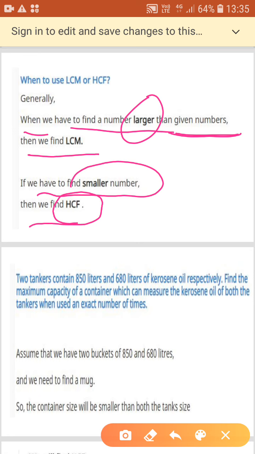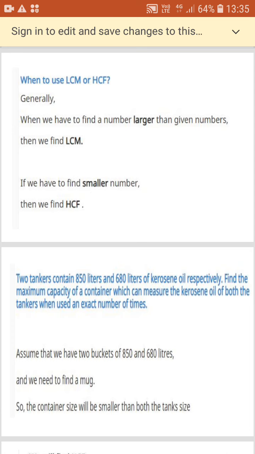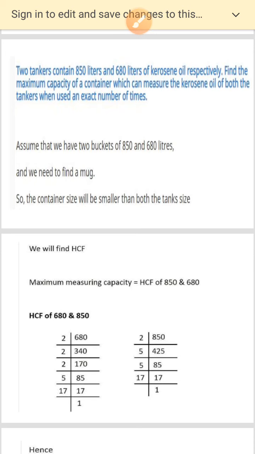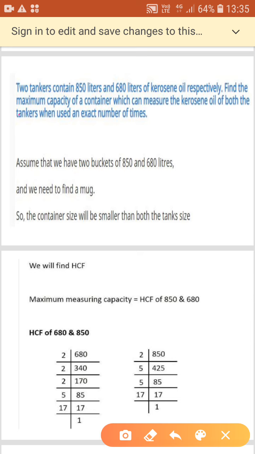So these properties and some keywords we will be using in identifying whether we have to use HCF or LCM in a problem. So let us take some examples. We have two tankers containing 850 liters and 680 liters of kerosene oil respectively. Find the maximum capacity of a container which can measure the kerosene oil of both the tankers when used an exact number of times.